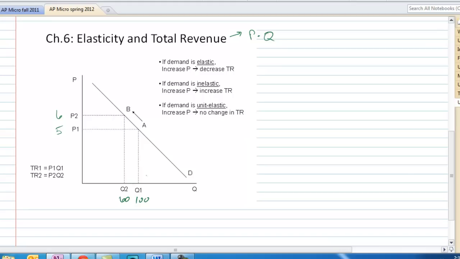So let's just do these numbers and see real quick. We've got the total revenue 1 at $5 and 100 units is $500. Total revenue 2 at $6 and 60 units is $360.